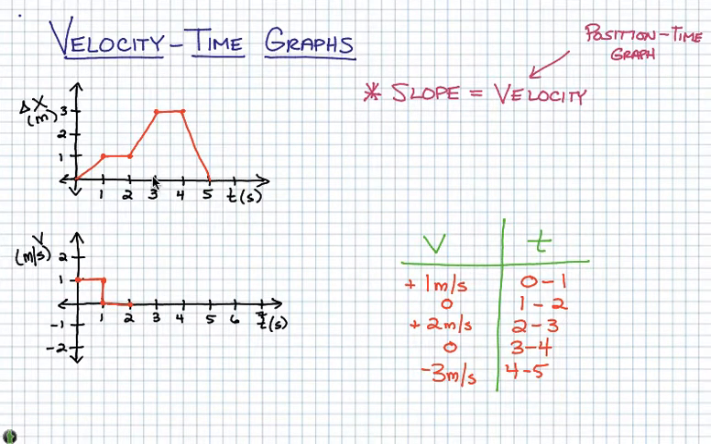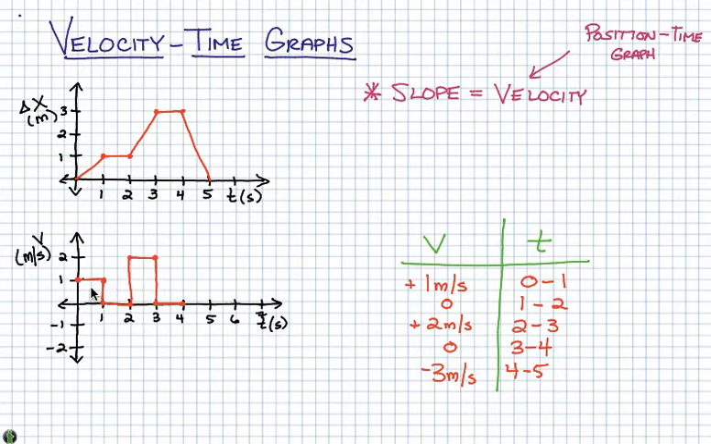From 2 to 3 seconds, well, we know our slope was positive 2, so our velocity must be positive 2 meters per second. So from 2 to 3 seconds, we have a velocity of positive 2 meters per second. From 3 to 4 seconds, you guys hopefully see here that we have no velocity. So from 3 to 4 seconds, we should have 0 velocity. And we can connect that as shown.